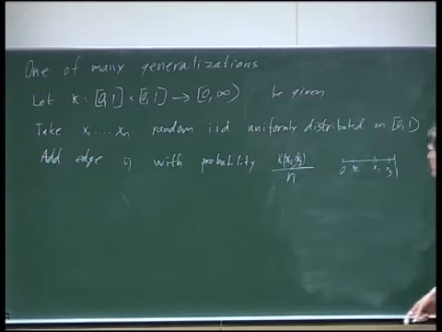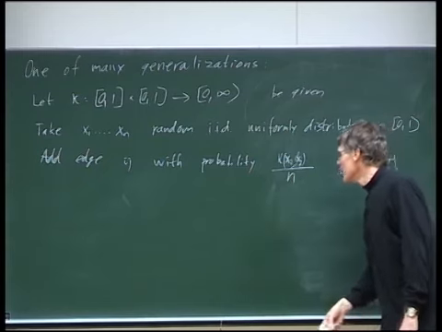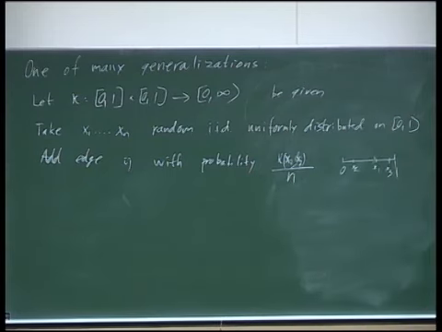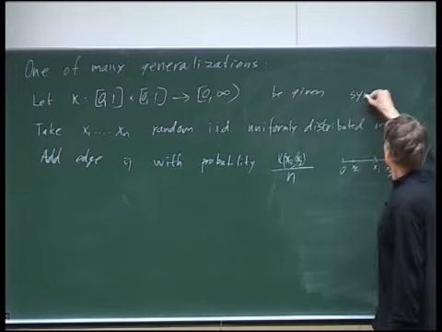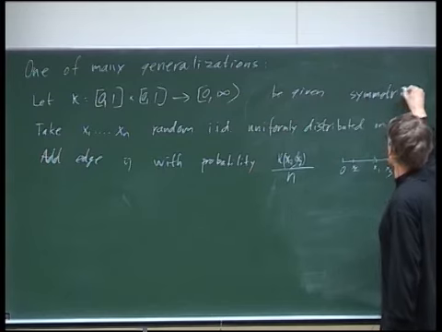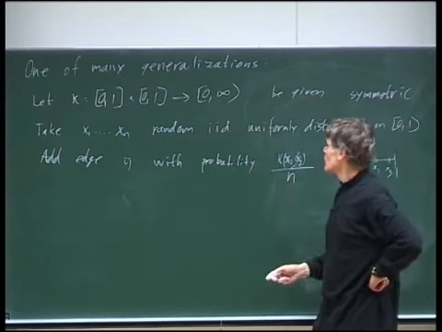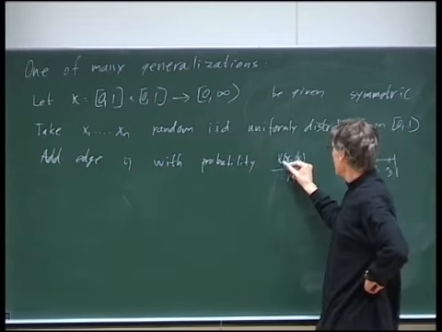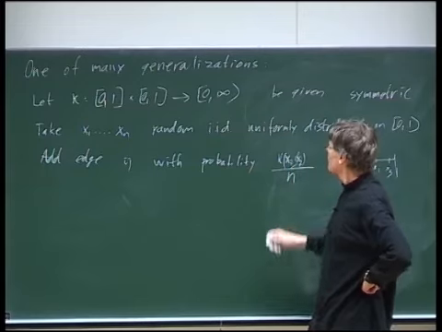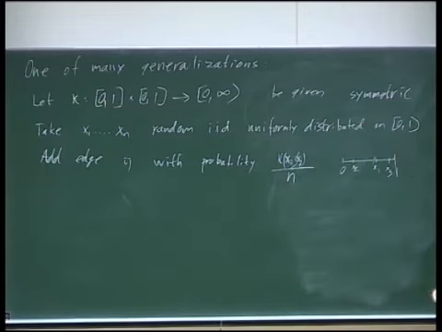Divide by n. Well, if this happens to be greater than 1, you should interpret it as 1. Kappa should be symmetric, I guess. Kappa is symmetric, that's right. Should be measurable also. And one particularly interesting simple case is when kappa is just a rank 1 product of some function f of x times f of y. But you can do this more generally in this way.